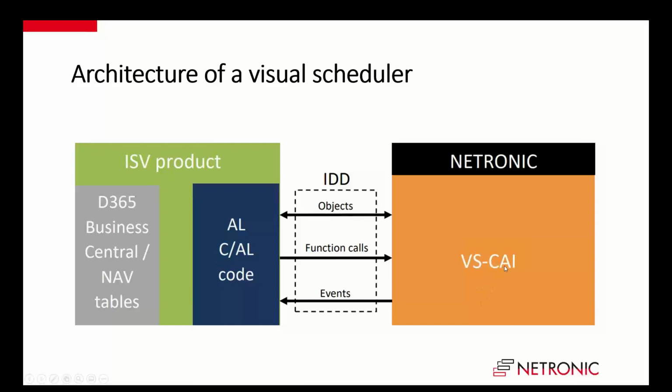This is what we call the CAI, the Control Add-in. With this Control Add-in, when you put it on one of your pages, you can connect to it via function calls and by transferring objects we use in the Control Add-in. When something happens inside of the planning board, when the user, for example, interacts with it, you get events back. All the application-wise things are on the left side and part of your development, and the visualization part and the action part is on the right side. This is the Netronic part.